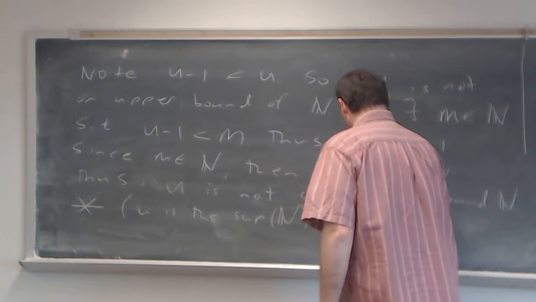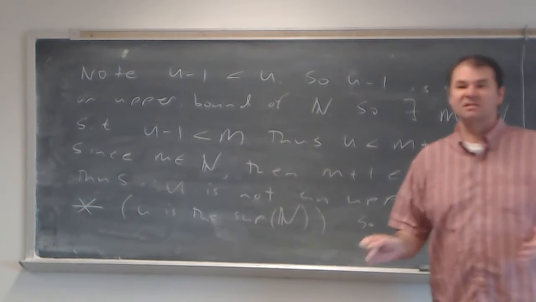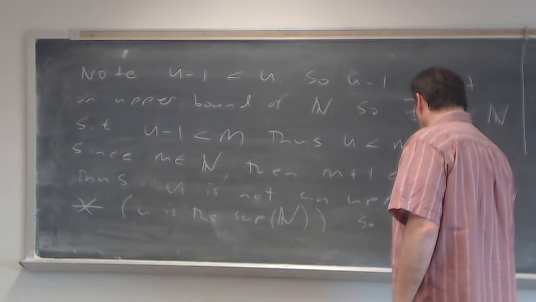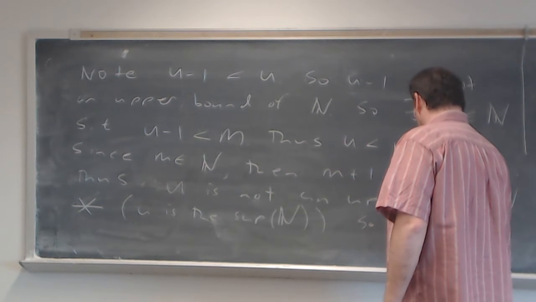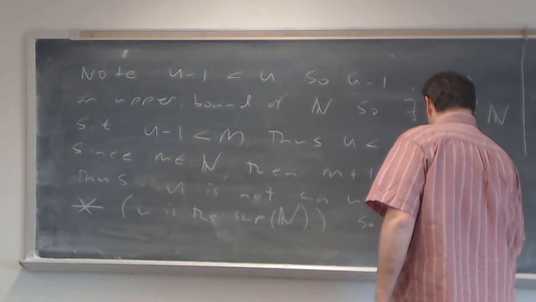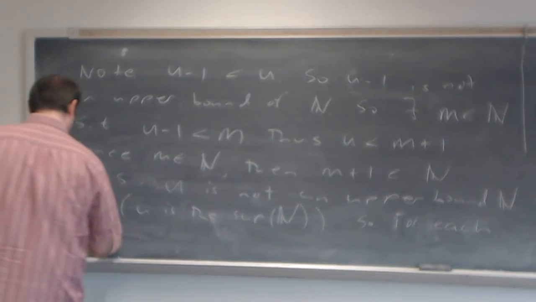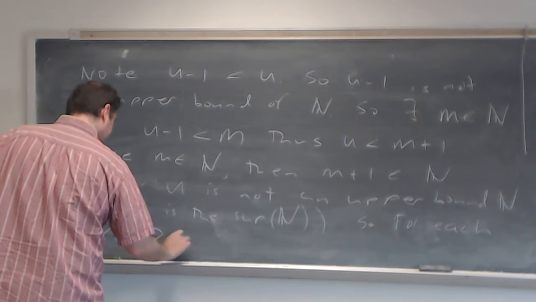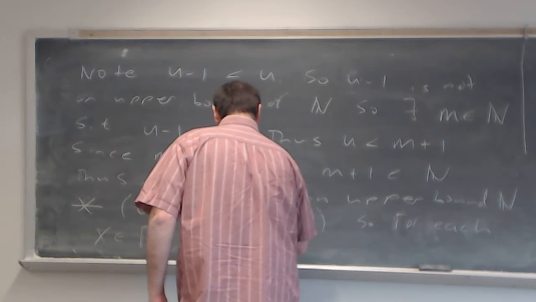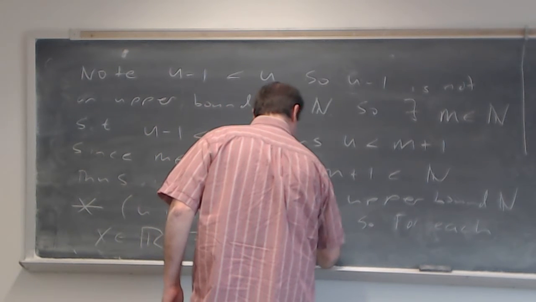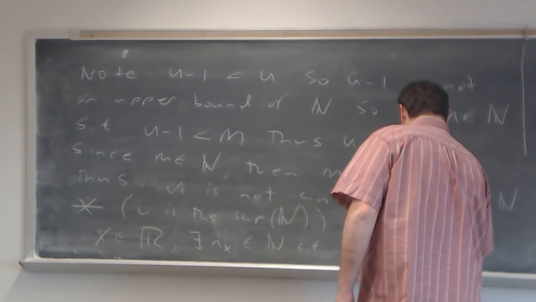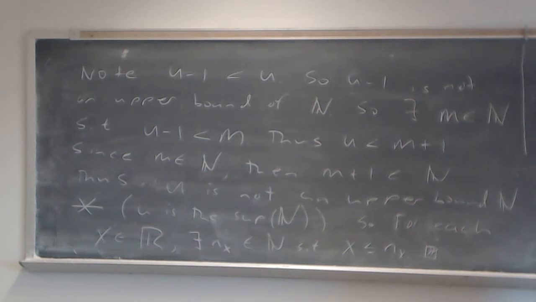What we assumed is that there was some x that's bigger than every natural number. So for each x in R, there must be something in the set of natural numbers, I call it n sub x, such that x is less than or equal to n sub x. And that's the proof. What's the proof by? Contradiction.